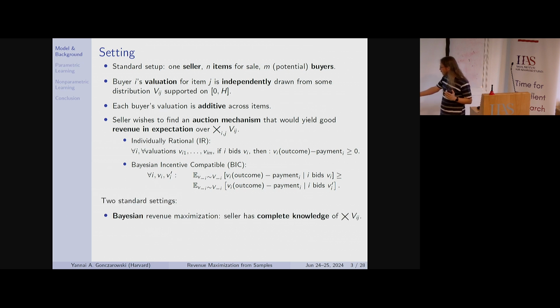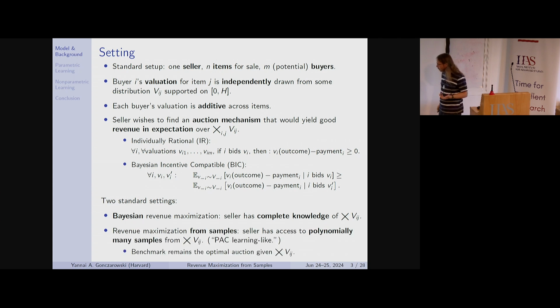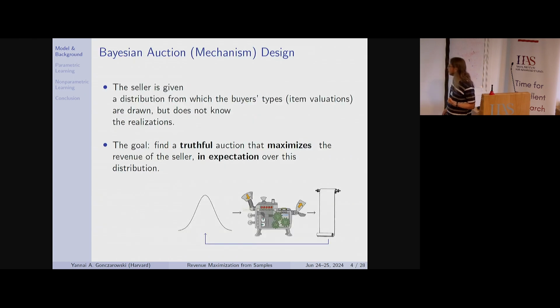We said the standard Bayesian setting assumes complete knowledge of this underlying distribution, and we're interested in asking what we can do if we have access to only polynomially many samples from this distribution. But our benchmark, we're making it harder on ourselves. We're leaving the benchmark to be the optimal auction if we had precise knowledge of this distribution.